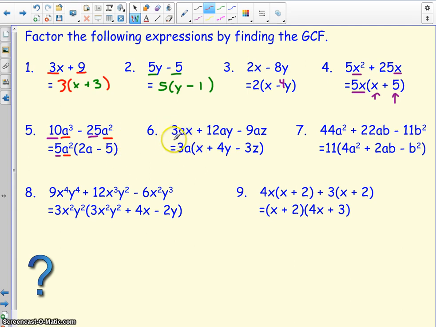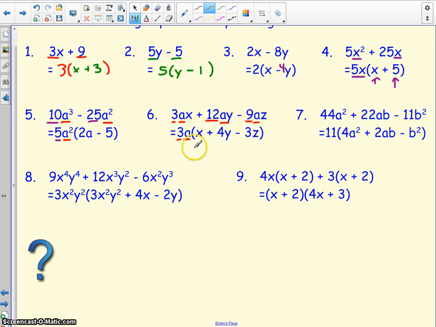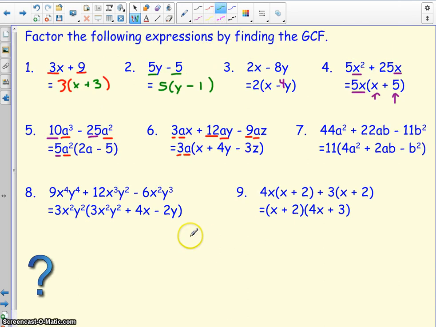Okay, here if you look at the coefficients first, 3, 12, and 9, common factor is 3. And all of these have an a, so you can take out an a as well. Okay, next, so you can take a look at the next two here. 8 can be a little bit tricky, but again, look at coefficients first, then variables to see what's left over. And specifically now I want to talk about number 9. Number 9 looks a little bit different. And mainly what's confusing is having these brackets here.